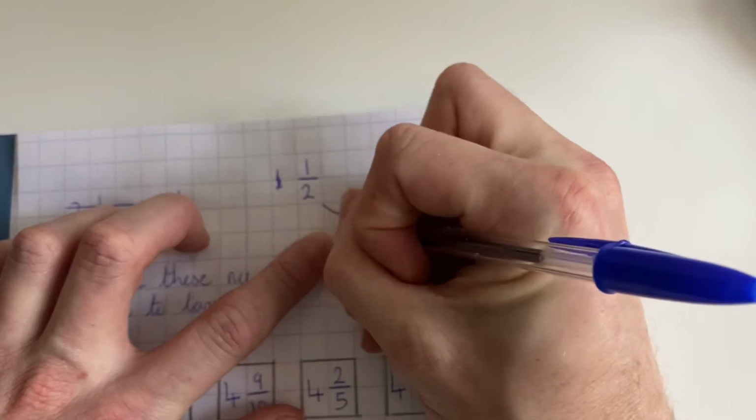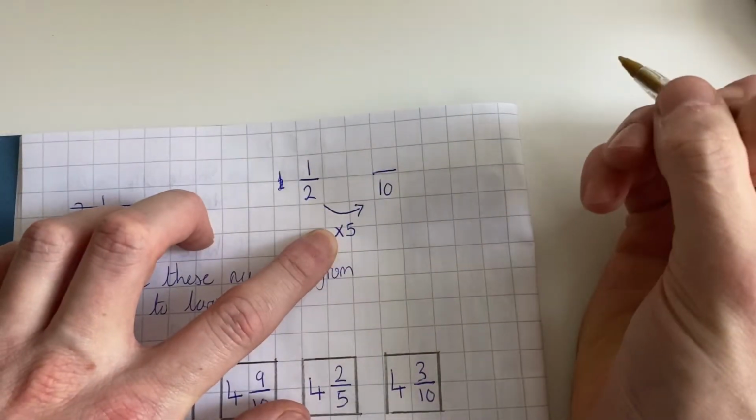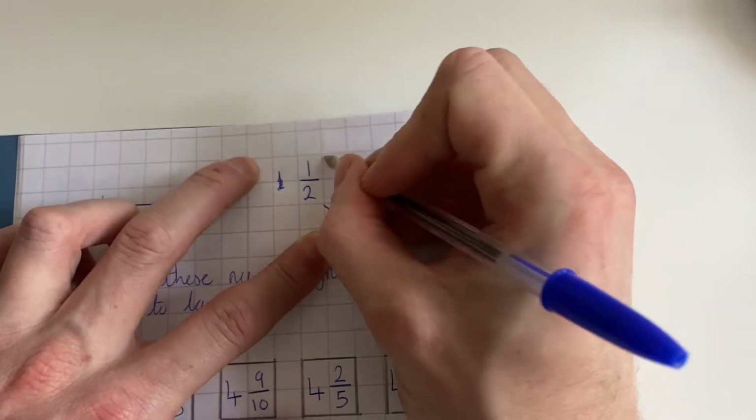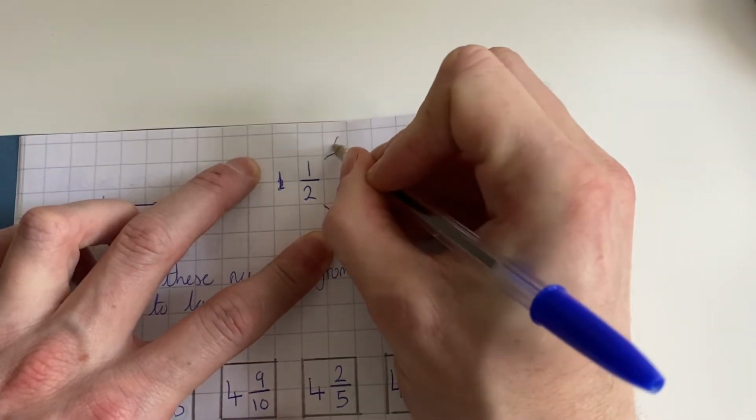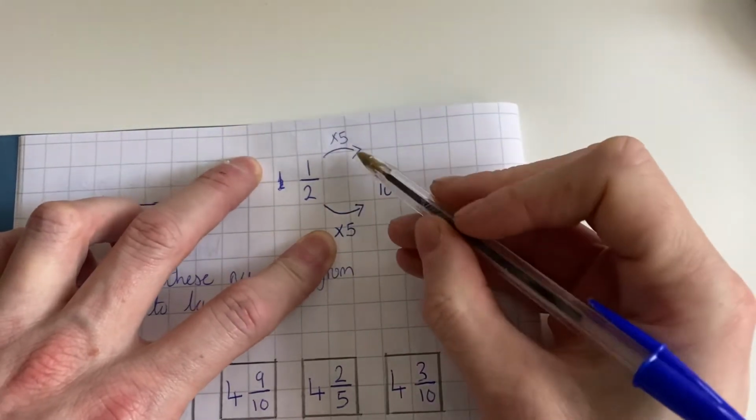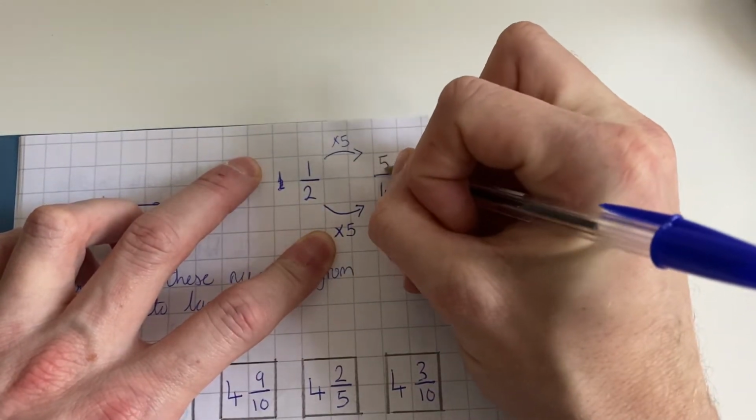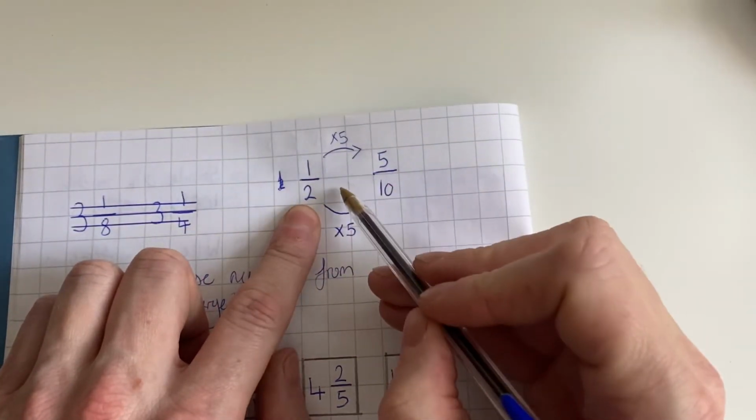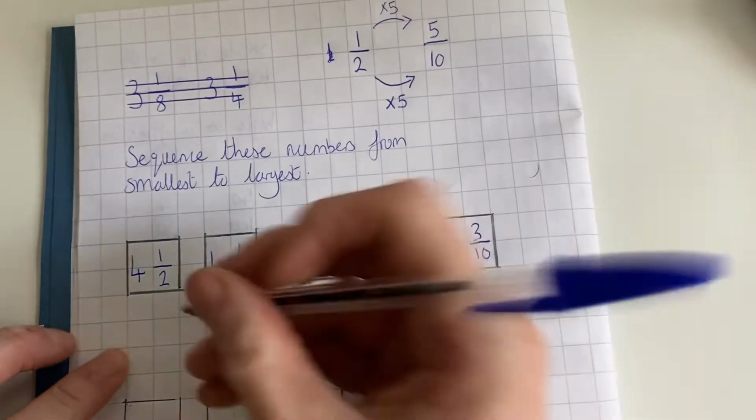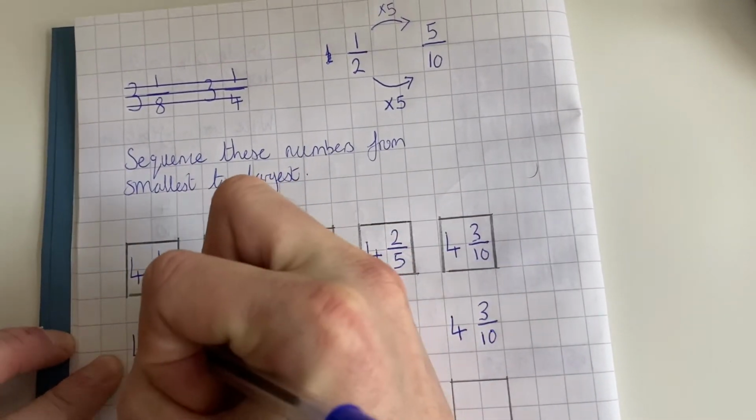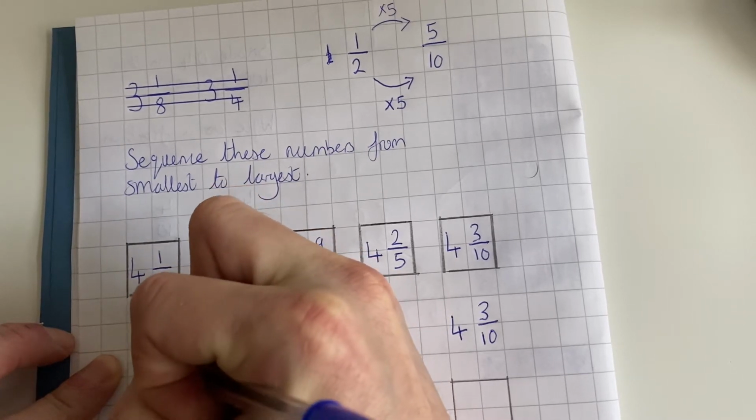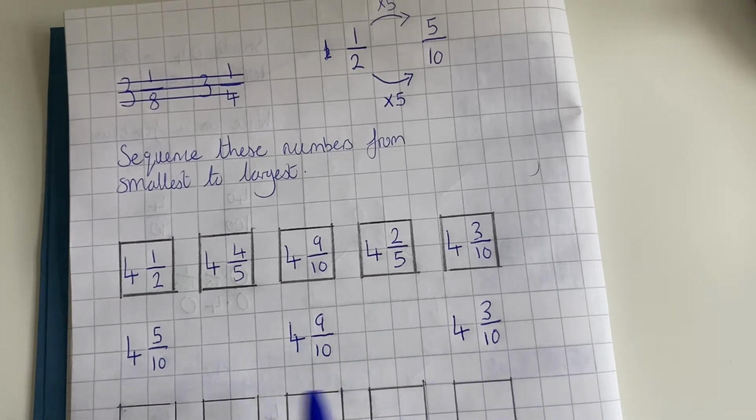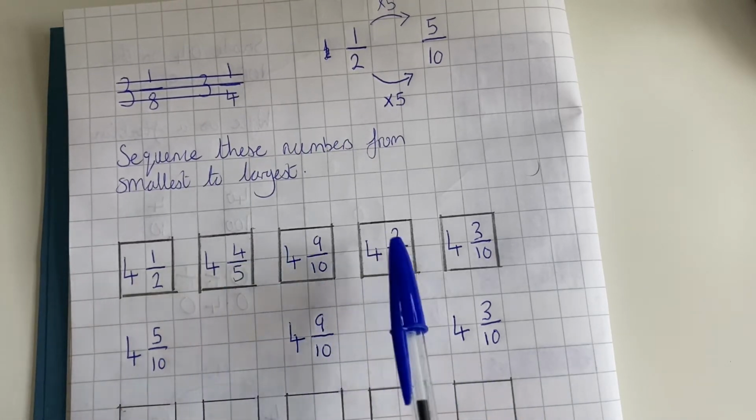So 2 times 5 equals 10. Now whatever we do to the denominator, we must do to the numerator. So we must multiply 1 by 5. So 1 times 5 equals 5. So 5/10 is the same as a half. So we can now write down here our new fraction of 4 and 5/10. So we've now got 3 fractions that are all having the same denominator. And we must do the same to these two here.